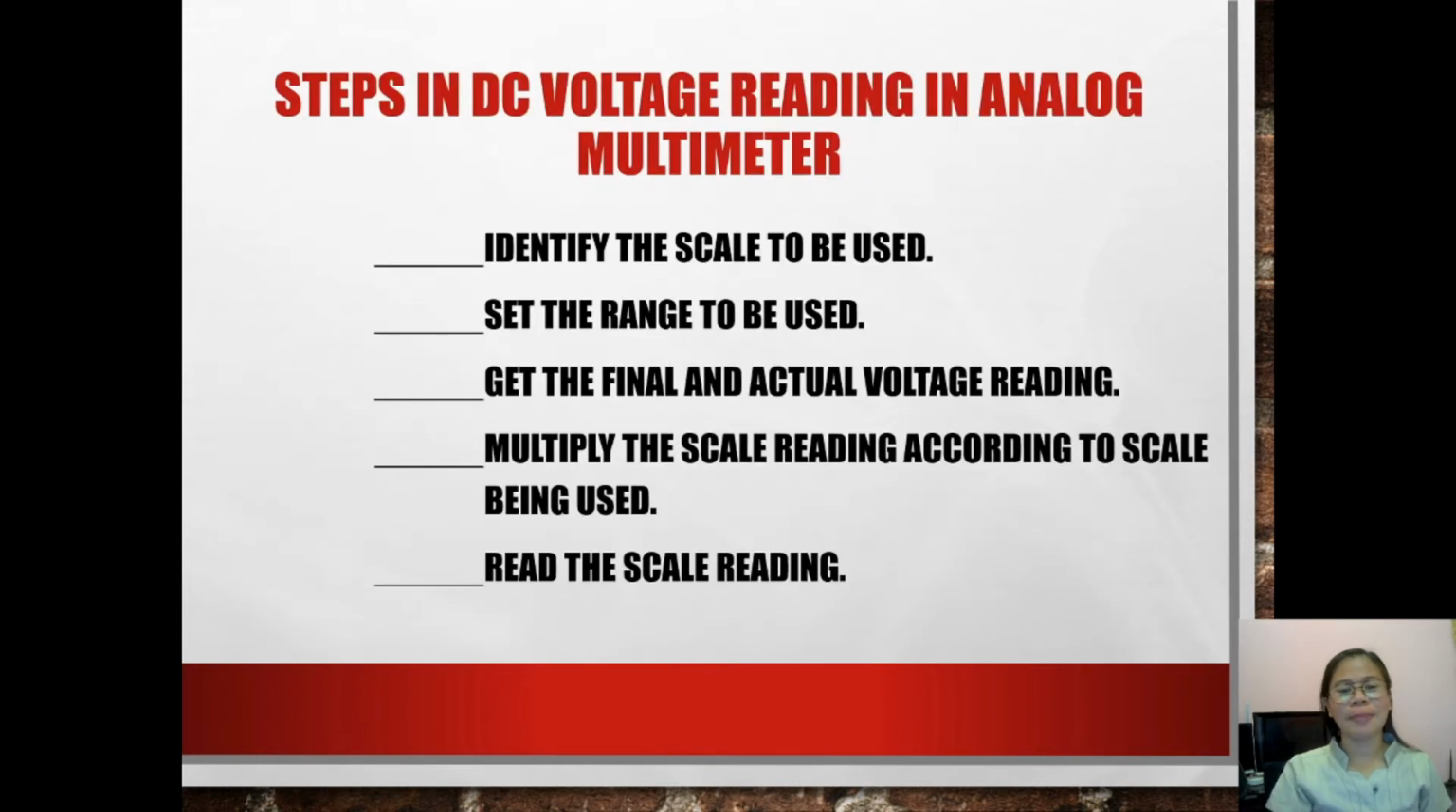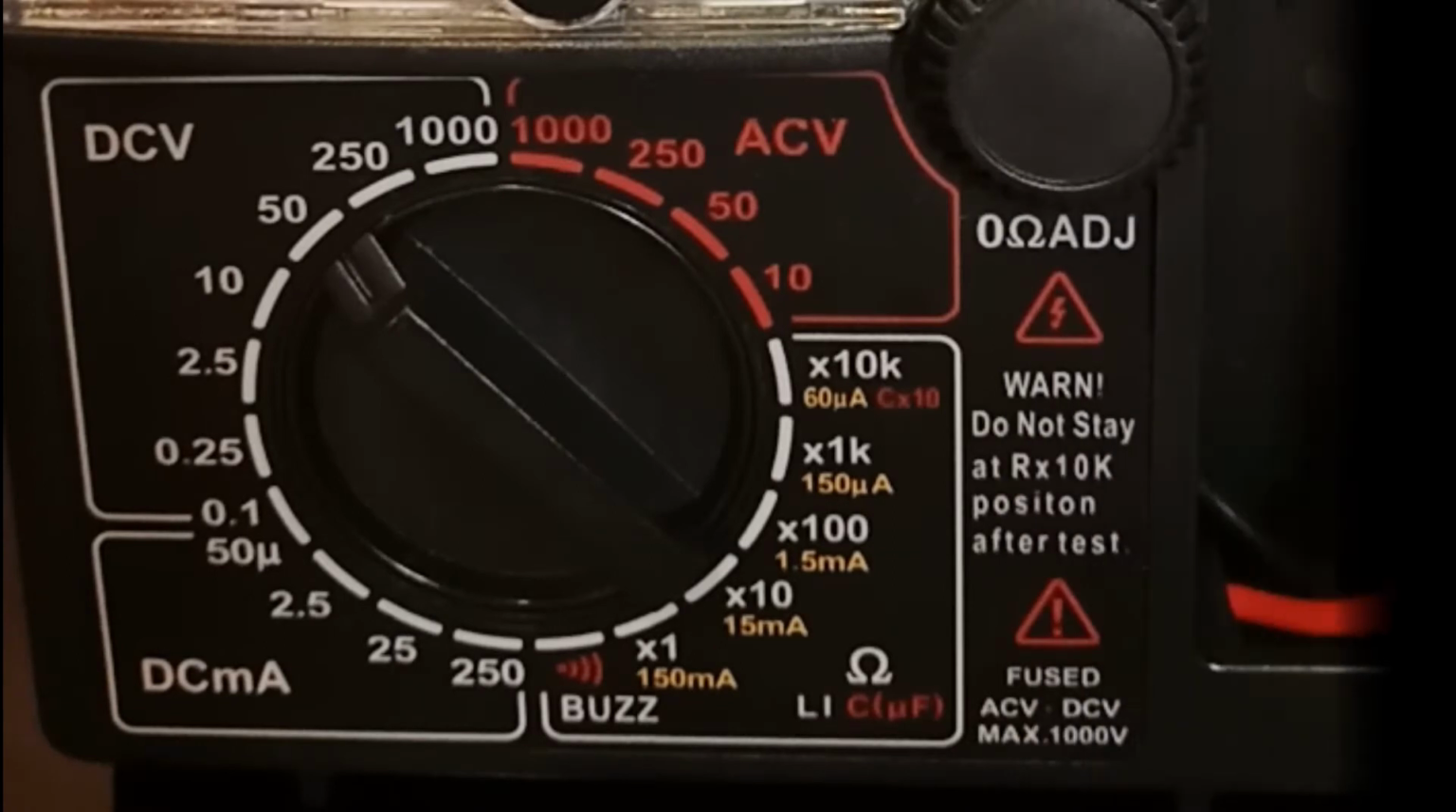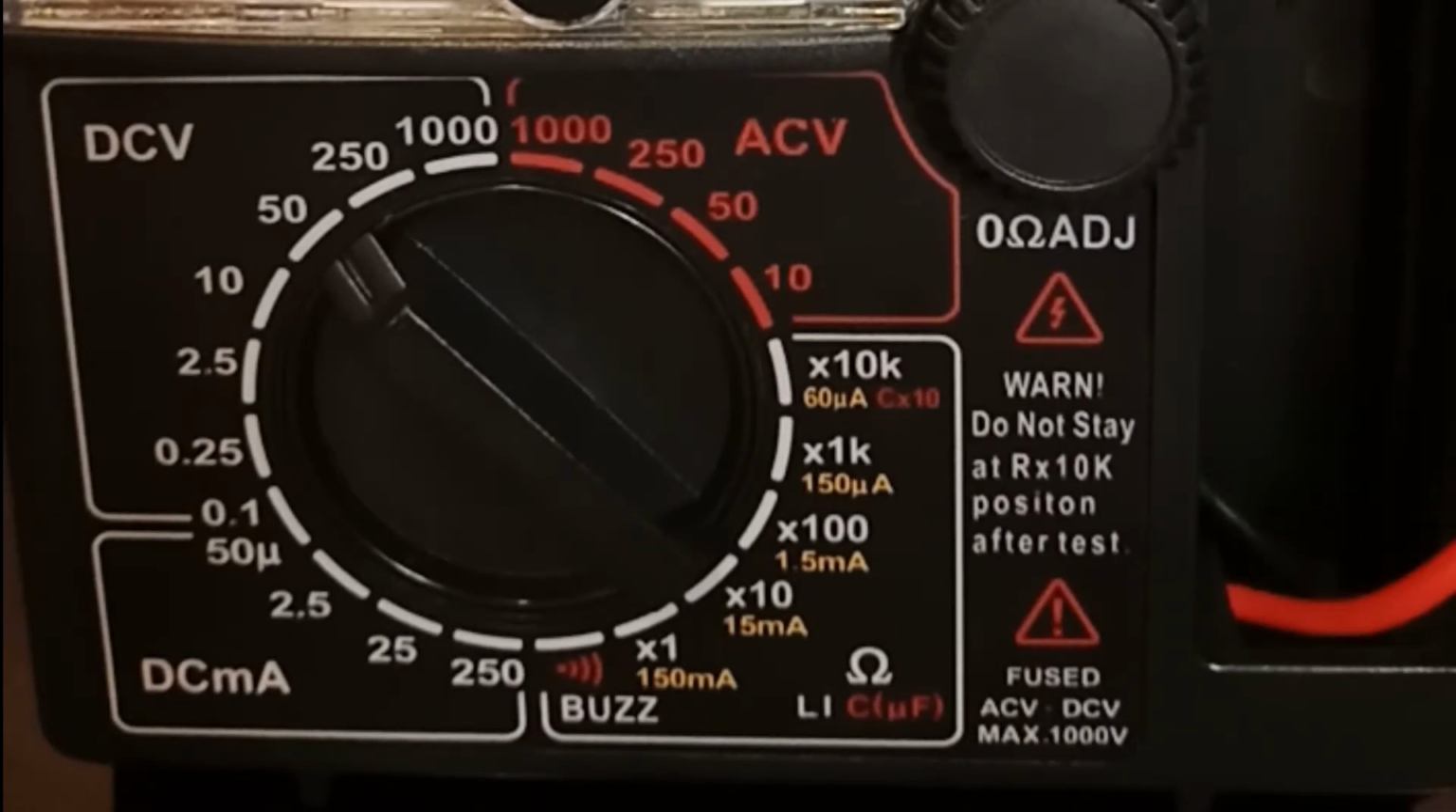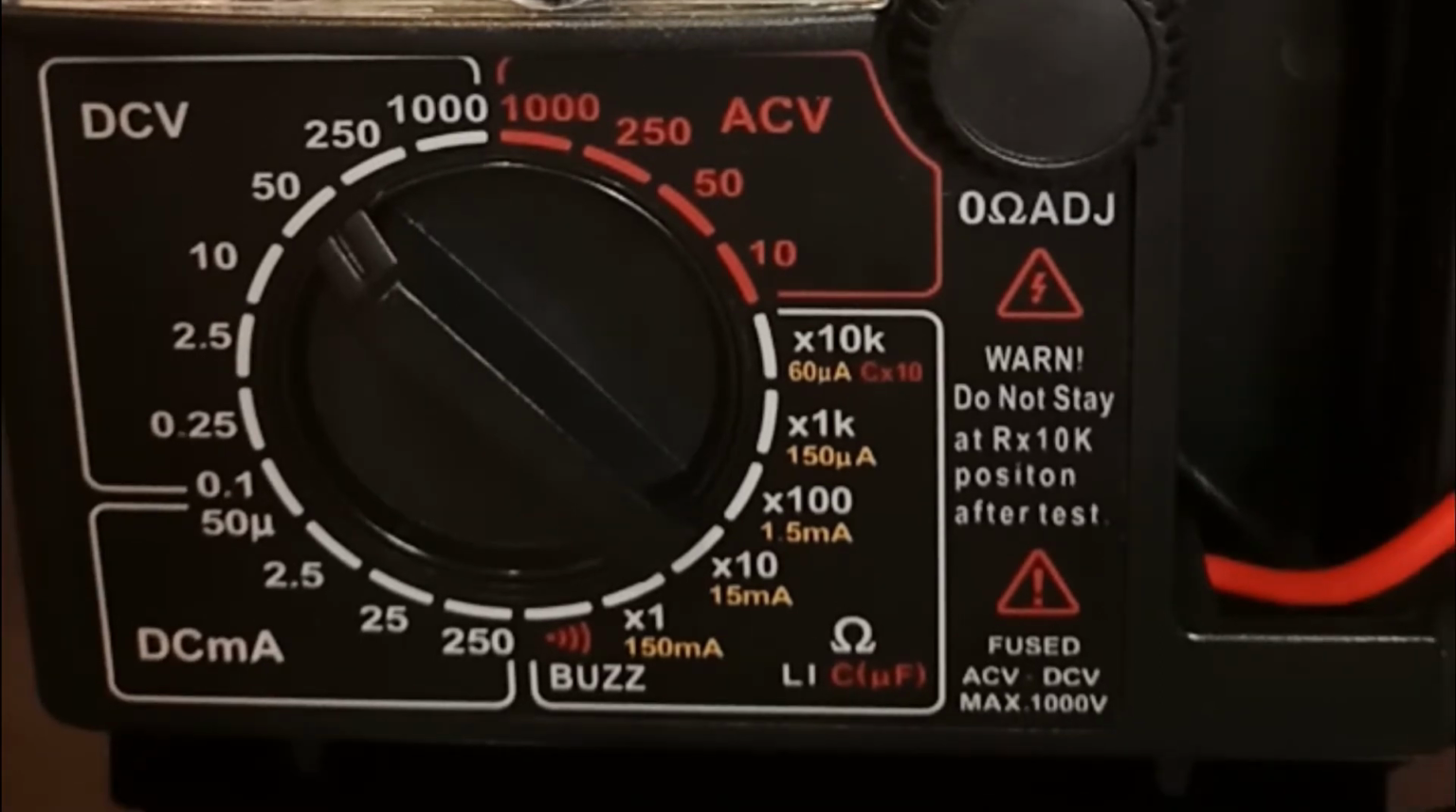Okay, let's start. These are the steps in DC voltage reading in analog multimeter. What do you think is the first step? Our first step is set the range to be used. In setting the range to be used, watch this video. This is how to set the range for DC voltage reading in analog multimeter. Simply turn the range selector to the specific range that you want to use.